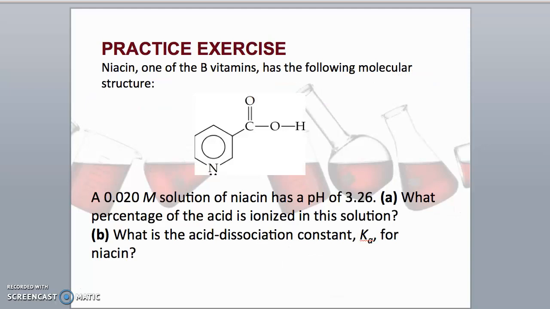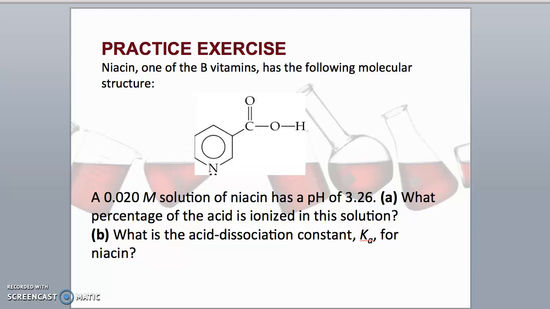This is a practice problem that I want you to work through. This is a weak acid, and I know that it is an acid because of the pH. It's less than 7, and I know that it's weak because it's not one of the 6 strong acids. The chemical formula is too cumbersome to represent niacin, so represent niacin as HA. Just call it HA, and write your hydrolysis reaction.